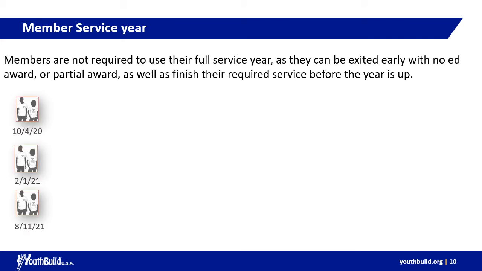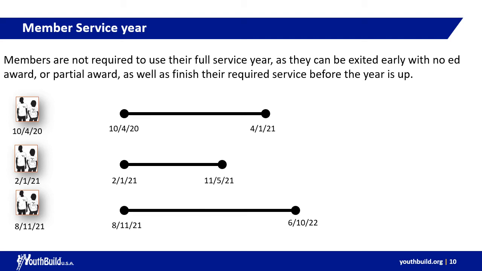However, it should be noted that while members can use their full service year to finish their service, there are many reasons members can and often are exited early. Members can be exited early due to finishing their full service requirements early, leaving with a partial ed award, or leaving for various circumstances before they finish their service requirements. Here you can see the members of our three cohorts, all three of which are exiting earlier than their full year.